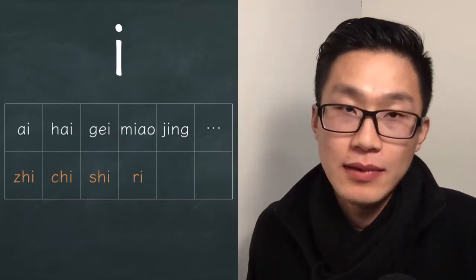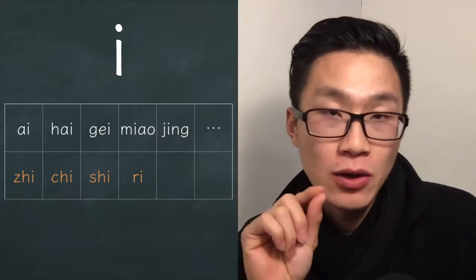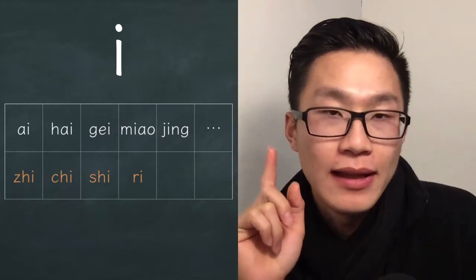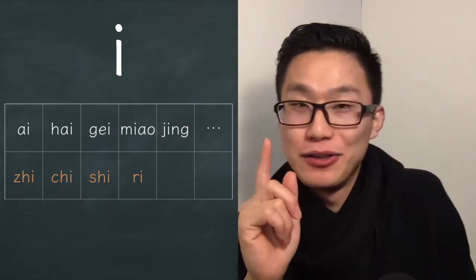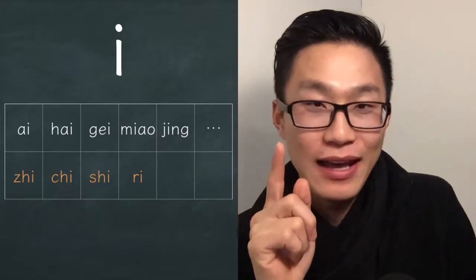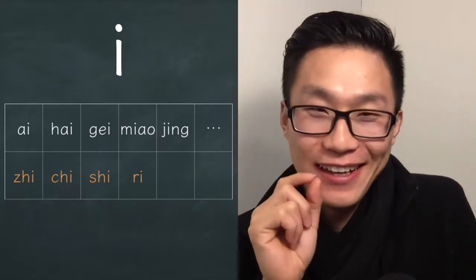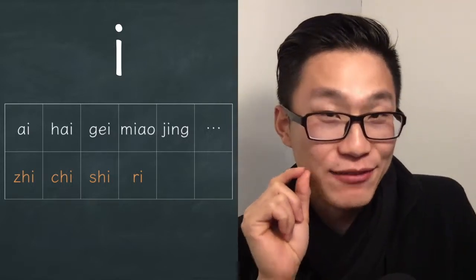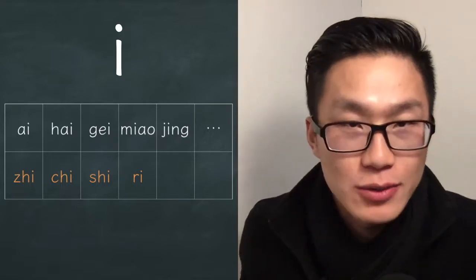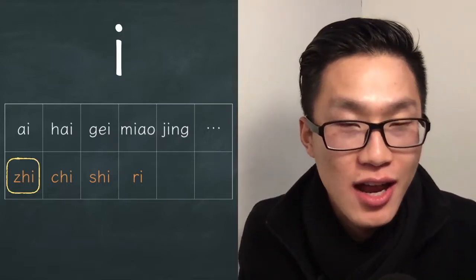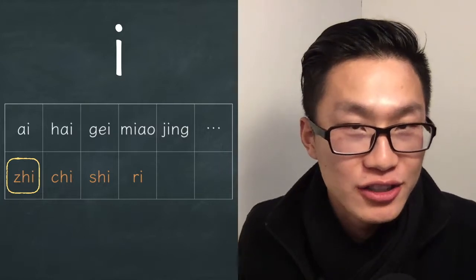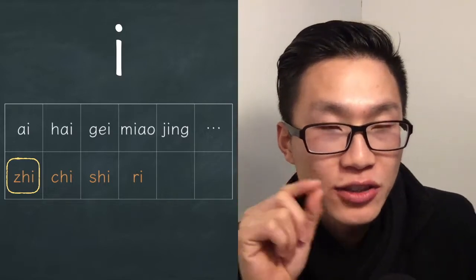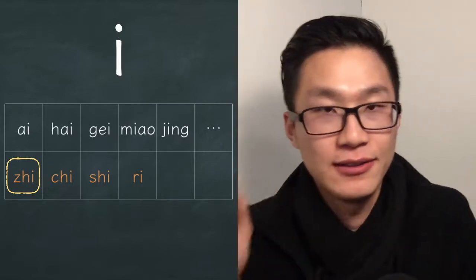But if you see the I appears in those combinations, they are not pronounced like E anymore. They are pronounced something different. So now, please pay attention to the sounds. It can be tricky to many of you. They sound very similar. The first one, zhi. So you see, it's not like G, it's zhi. So the I sounds different.